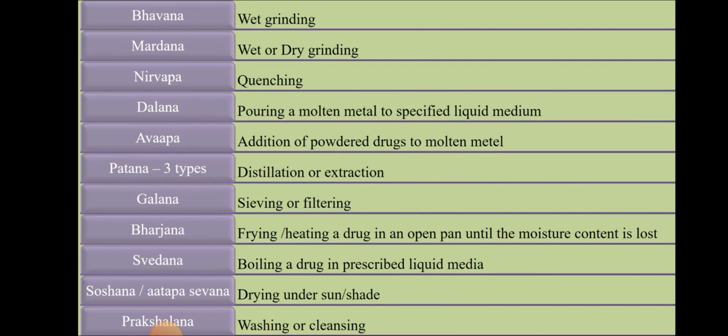Galana is sieving or filtering. In almost all cases, Galana is done as a part of Shodhana, not as a separate process. It is a major step in Gandhaka Shodhana, used to remove the physical impurities of Gandhaka. After the Gandhaka is melted, it is poured into milk through a cloth. The physical impurities are collected on the cloth itself. That is known as Gandhaka Galana.